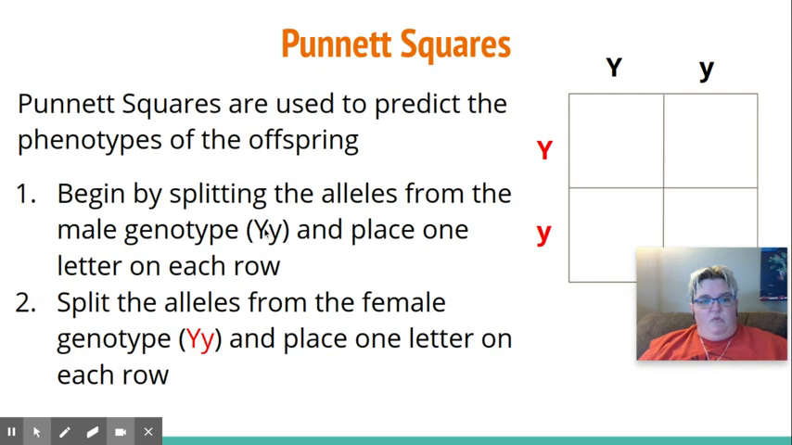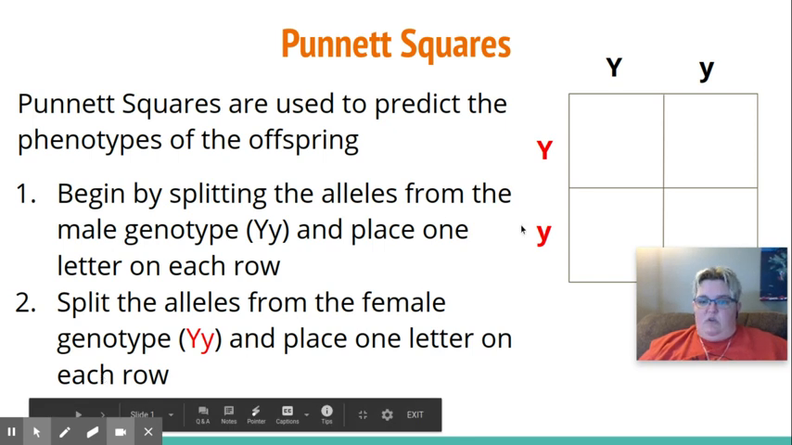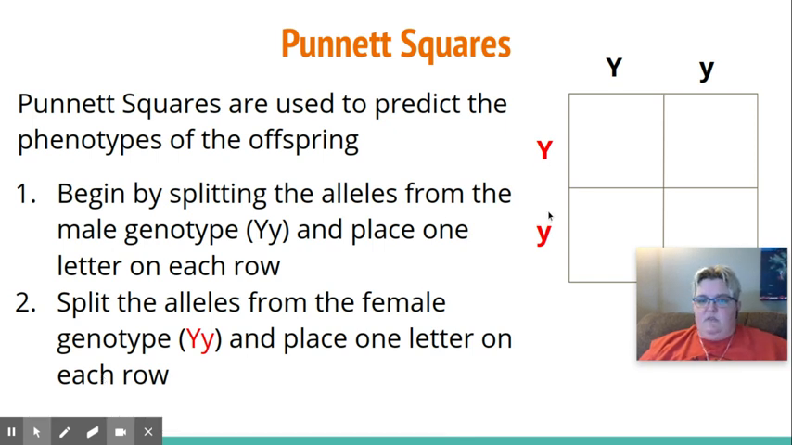So number one says begin by splitting the alleles from the male genotype, which would be big Y, little y. That's right up here, and place one letter on each row. Okay, so you put the big Y above one, little y above the other. And it really doesn't matter if you put the male up here or the female. But you put one of them on one side and one on the other. And then you split the alleles from the female genotype, big Y, little y, and place one letter on each row. Okay, so again, just basically the same thing for the female that you did for the male. And again, it doesn't matter as long as you put male on one side and female on the other.